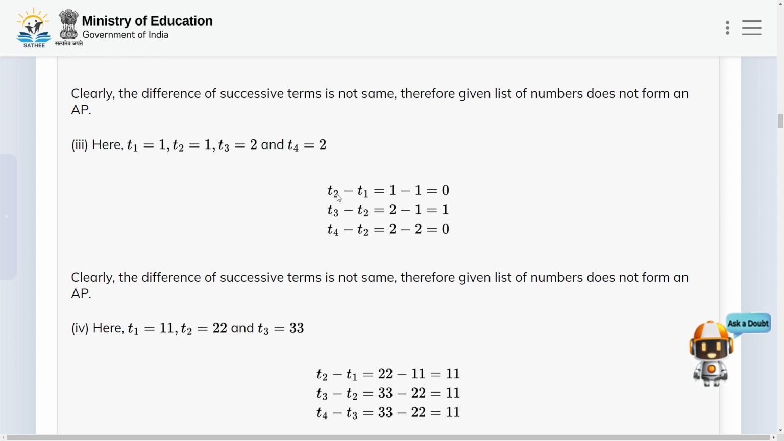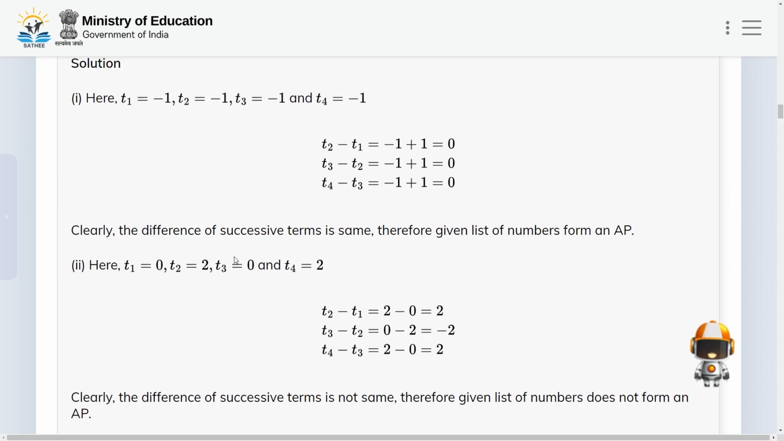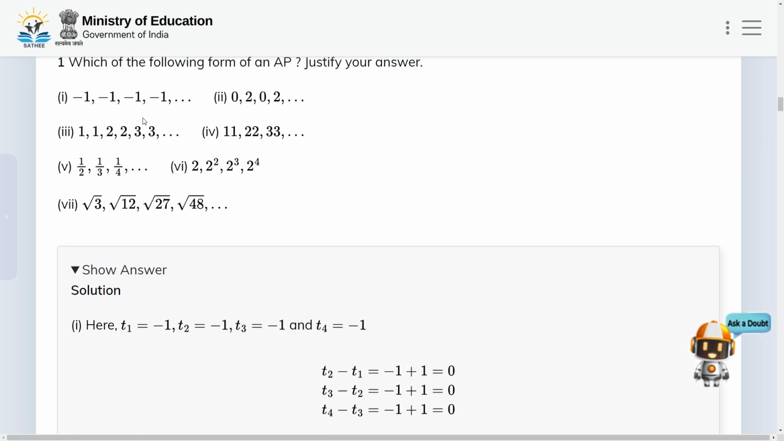Okay, when you take the difference of T2 and T1, that will give you 0, and when you take the difference of the third term and second term, that will give you 1. So here T2 minus T1 does not equal T3 minus T2. Clearly the difference of successive terms is not same. Therefore the given list of numbers 1, 1, 2, 2, dot dot dot does not form an AP. So for the third one, this list of numbers does not form an AP.